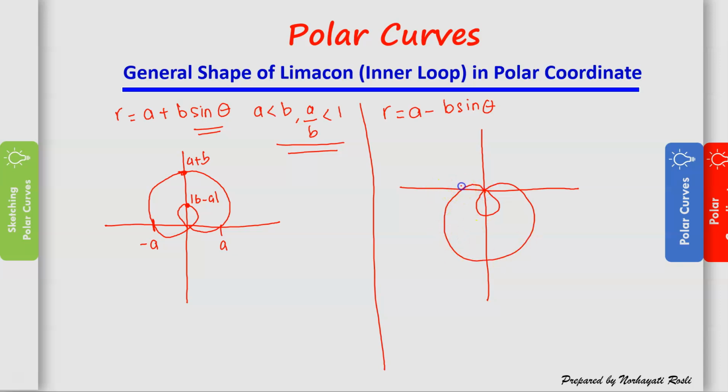So here, the point that crosses the x-axis is negative A, and at the positive side, the x-axis crossing is A. For this inner loop we have the absolute value of B minus A, and at this location it is A plus B. So when you understand this, it is easy for you to plot this inner loop Limacon.